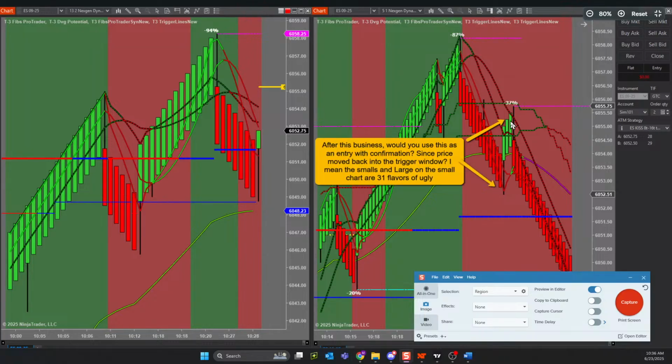And it moves back into the trigger window, and I like that observation. But because there's no areas inside, and even if they were, you would be trading up into them as resistance, not as support. I think this is a great opportunity to simply not take a trade because you're on the wrong side of the triggers.